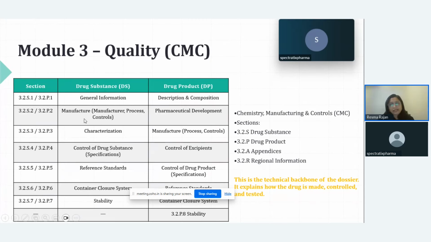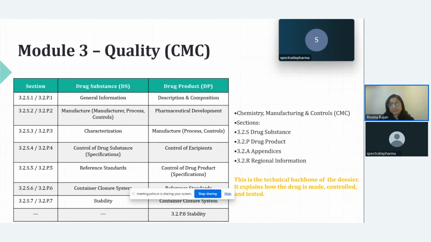You will give the idea of how you manufacture. Then comes S.3. Third section is characterization. Before characterization, in manufacturing, you will give some more details. What are the raw materials that you have used? What are the control mechanisms that you had? Okay, all these subsections are there.